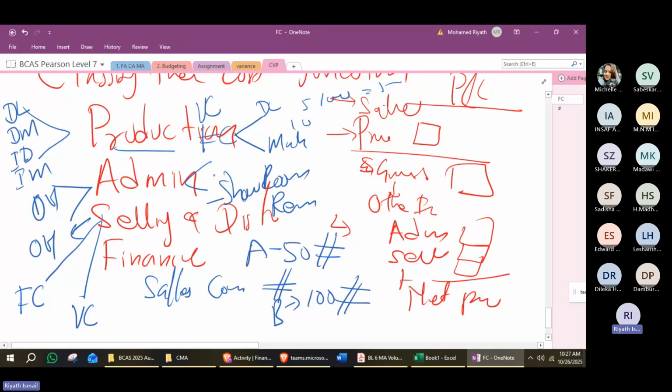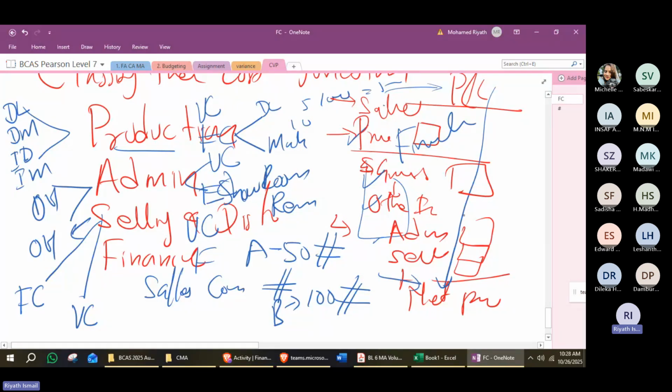Admin has a variable component and a fixed component. Selling has a variable component and a fixed component. When we do this kind of accounting, what is this called? Financial accounting. We classify the cost based on the function. That's why we have production, admin, and selling and distribution. These are functions. So we arrive at gross profit and net profit based on this cost classification. We classify the cost based on the function.